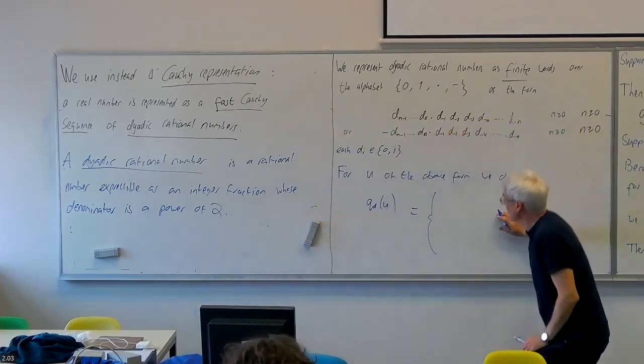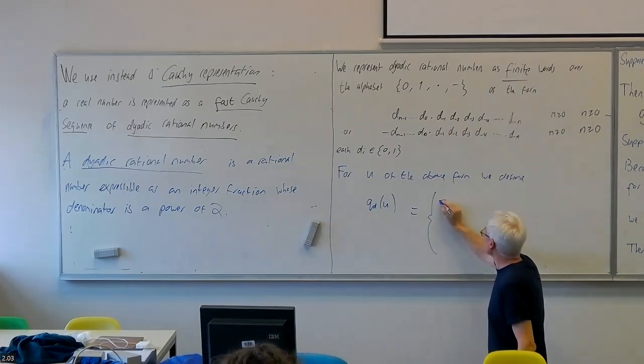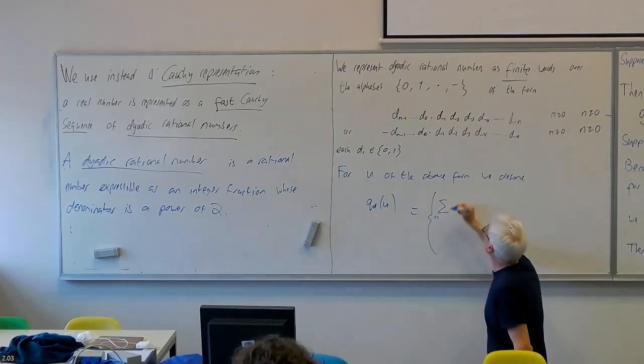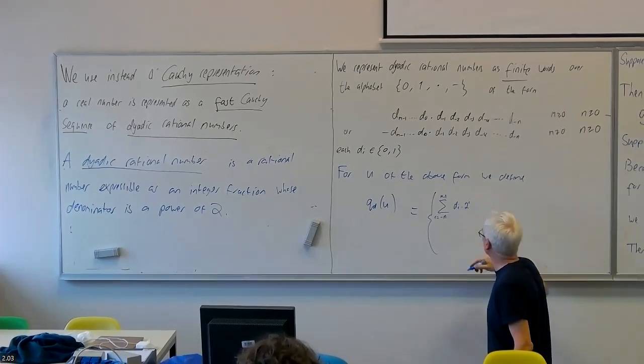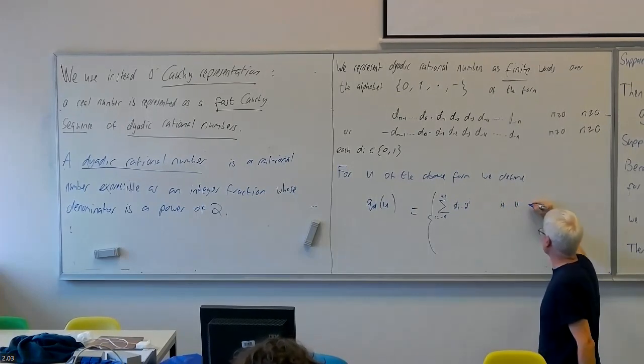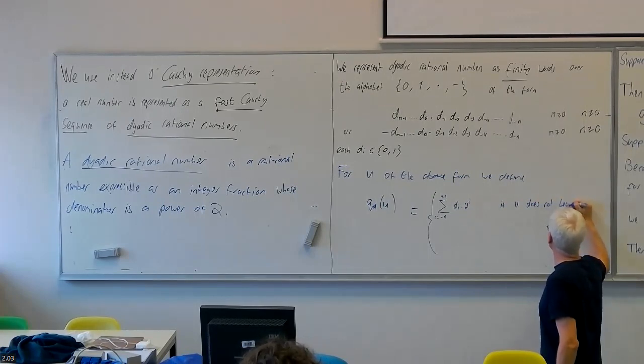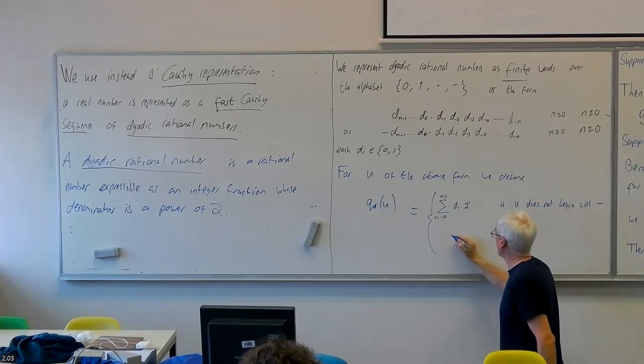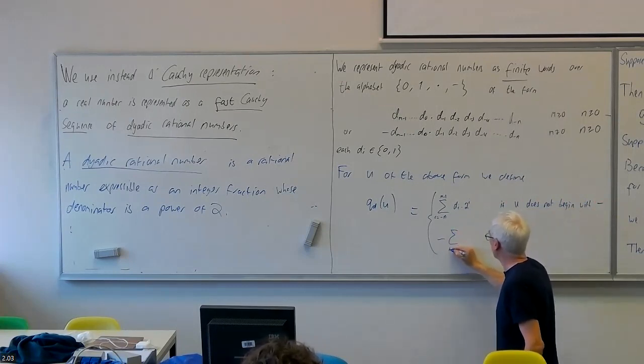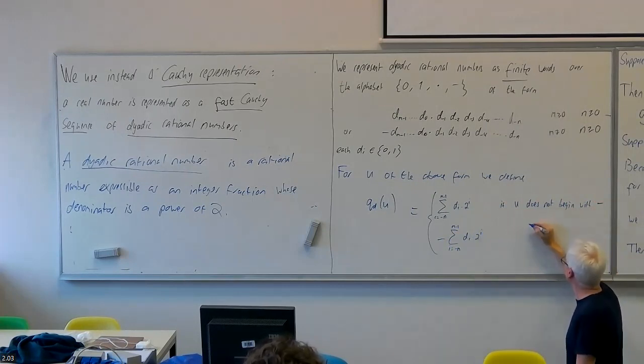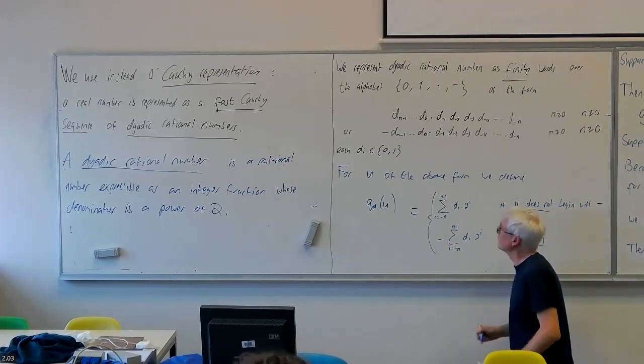In the case that u does not begin with a minus sign, it's simply the sum from i equals minus n up to n minus 1 of di times 2 to the i. And if u does begin with minus, then it's just minus that: minus the sum over the indices from minus n to n minus 1 of di times 2 to the i.